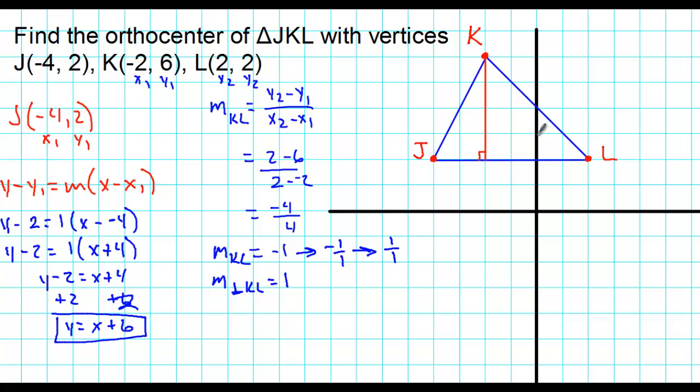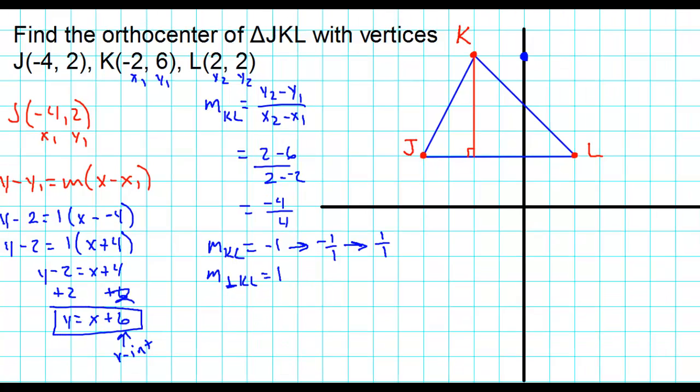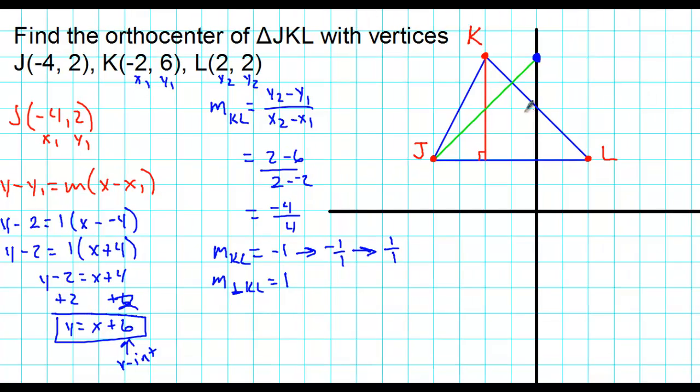So how do I graph it? Well, this is my y-intercept. So I'm going to go 1, 2, 3, 4, 5, 6. Put a point right there. And then I'm going to connect point J with my y-intercept there. So now you can see I have a very nice intersection right here.